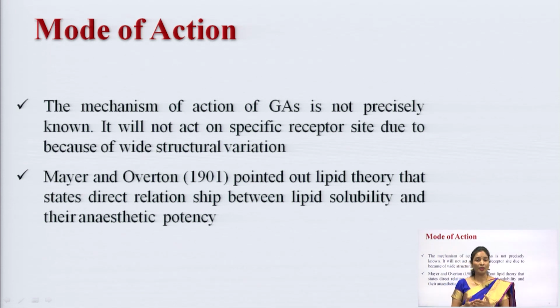The main mechanism of general anesthetics was not clear. Why is it not clear? Because there is no specific receptor, and the structural variation is very wide. Because of its wide structural variation, the mechanism of action was not clear. And Meyer and Overton in the year 1901 proposed a lipid theory. What theory did they propose? Lipid theory.